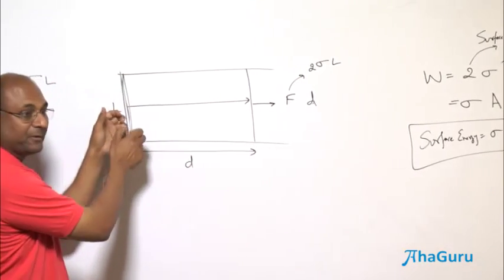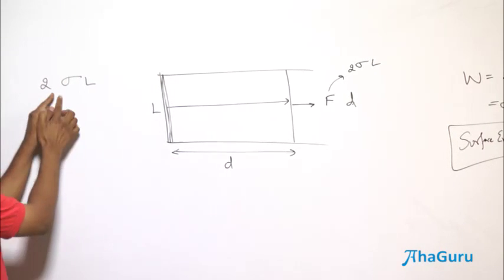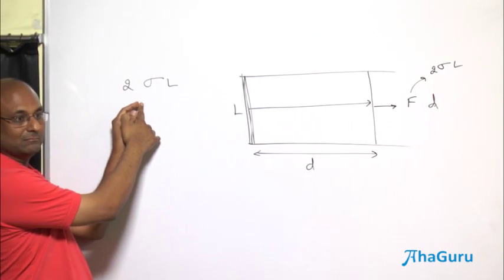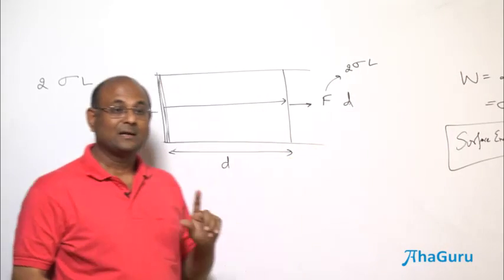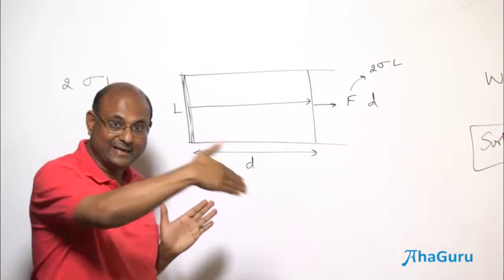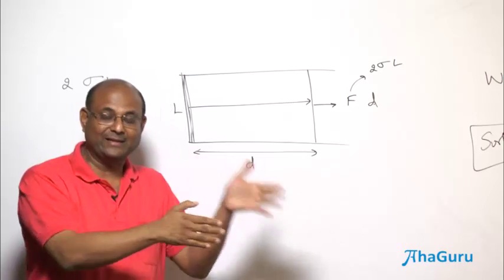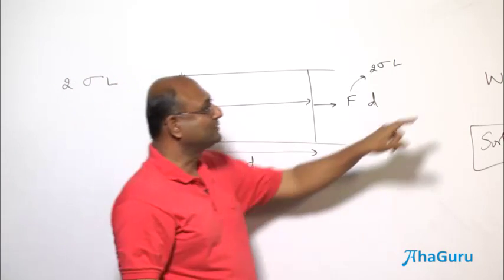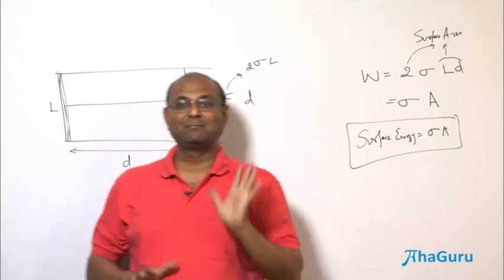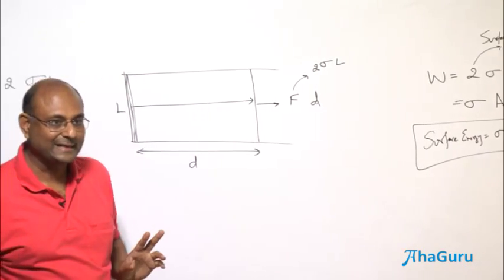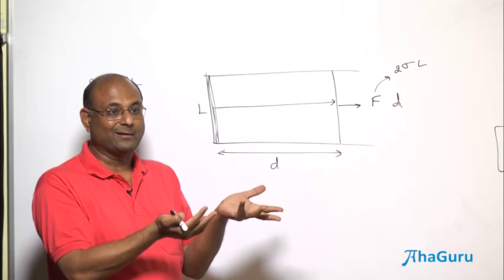Suppose this was a soap film, and I'm pulling it like that, you will actually have a thin layer, right? Now this will become 4 sigma L. So the work done will become 4 sigma LD. But the surface area is LD, LD, and there is an inner side to this, so LD, LD. So how much is the surface area? 4 LD. So the work done becomes 4 and the surface area also becomes 4. So the formula still remains sigma into A. So what is the surface energy? Sigma times the area. What area? Surface area.